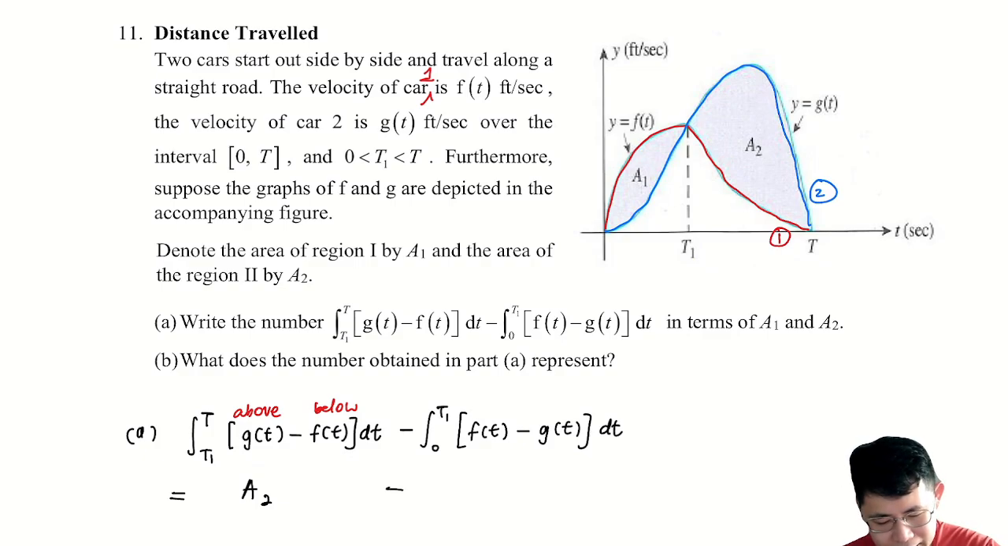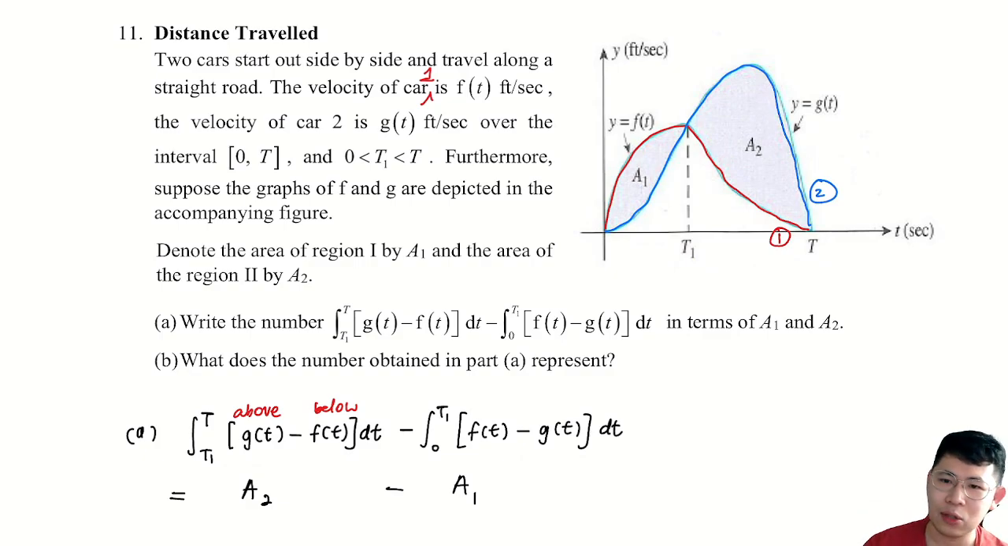Now the second section, obviously, will be A1. From 0 to T1, it's FT minus GT. So FT is the one above, GT is the one below. Because one is above and one is below, this is the area in between them. So this region here represents A1. So it's just A2 minus A1.